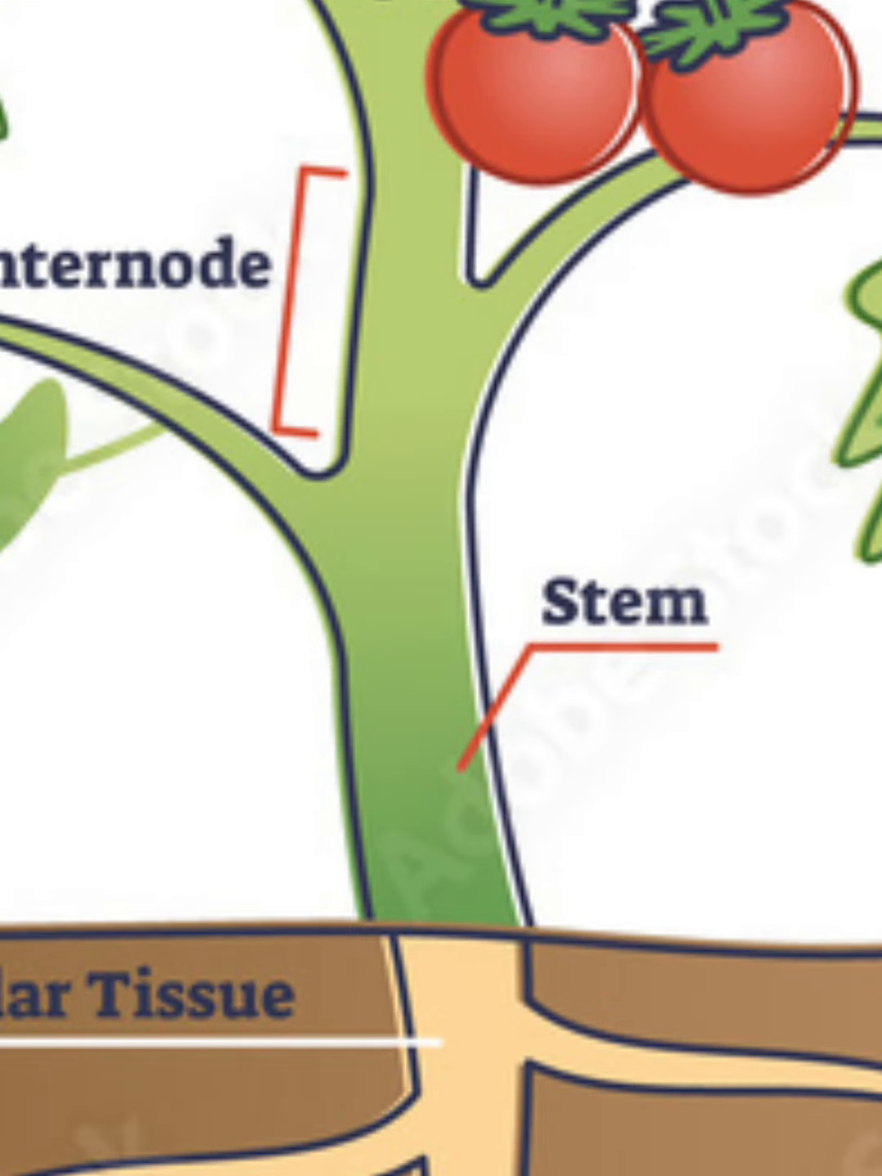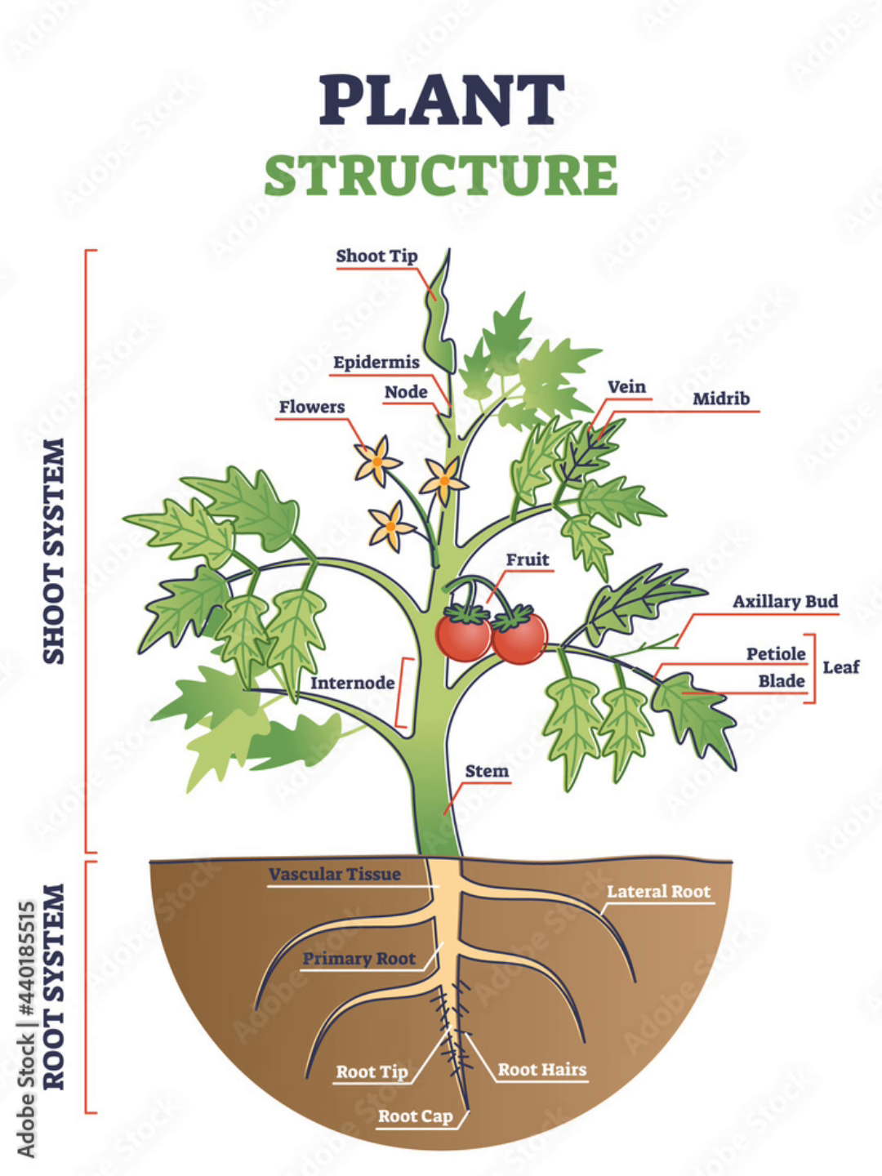The next part of the plant I'll be explaining is the stem. The stem supports the plant, holding it upright, allowing it to reach sunlight. It also allows transport of water and nutrients from the roots to the leaves and other parts of the plant.